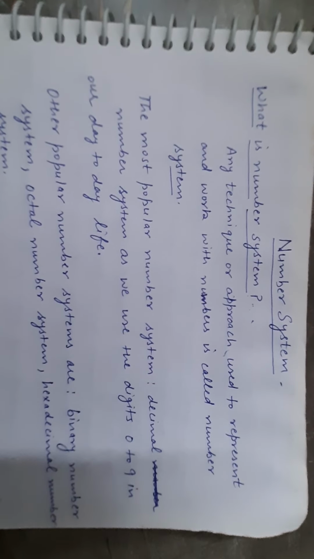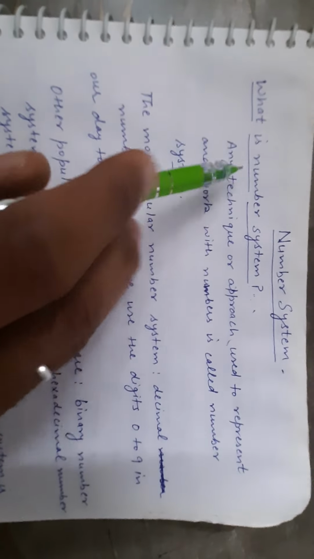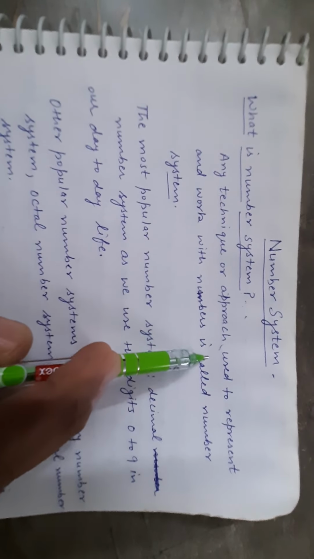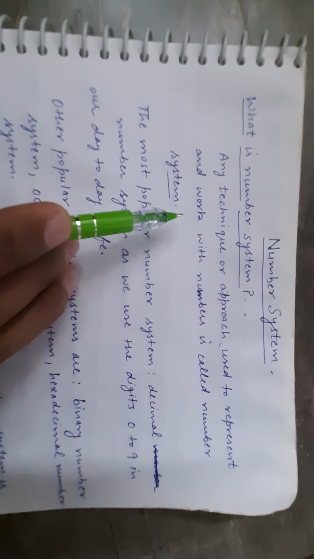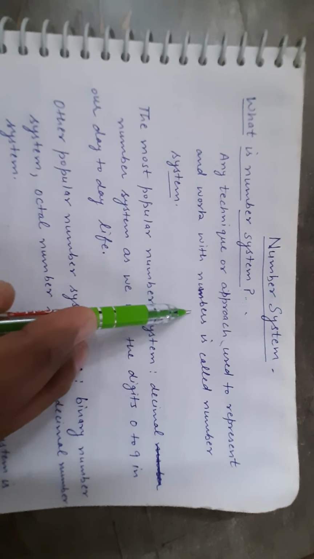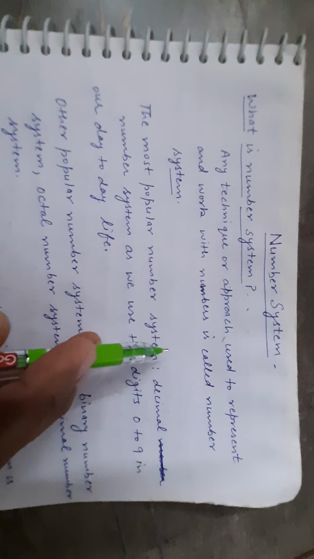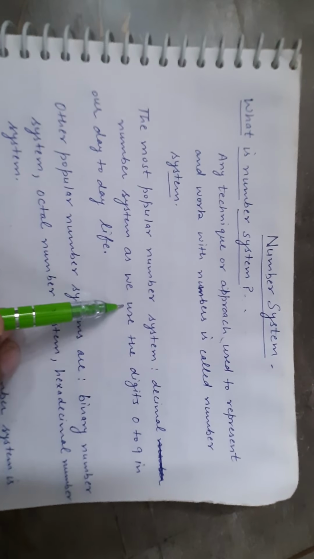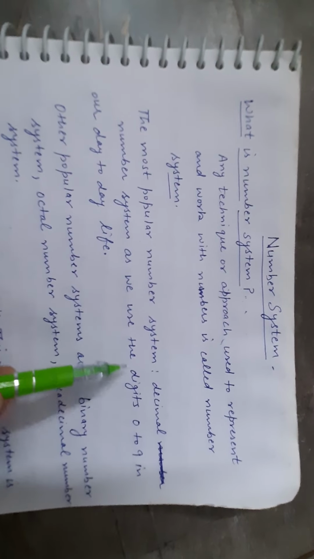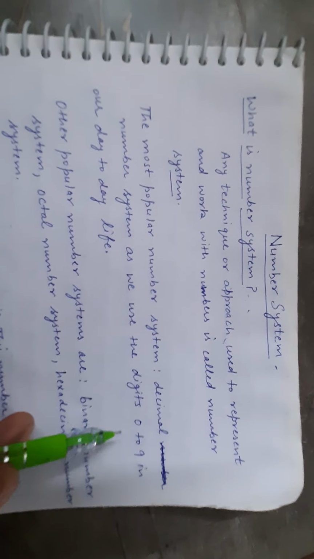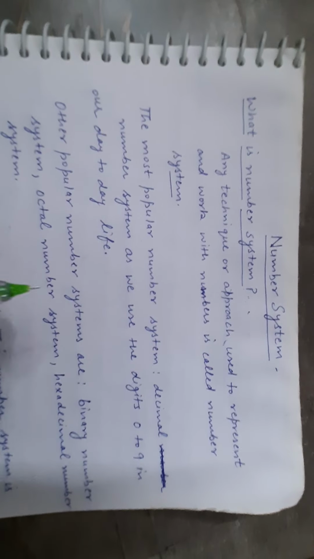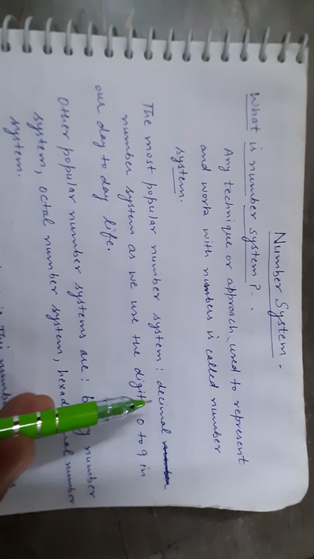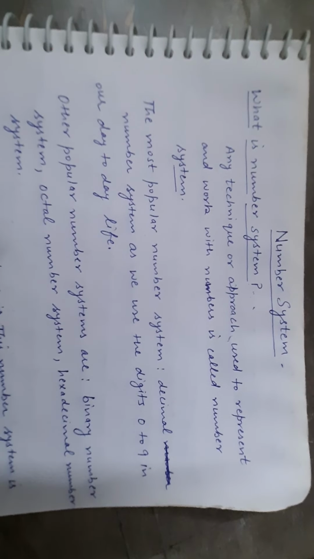Today I am going to explain about number system. Now first of all, what is a number system? Any technique or approach used to represent and work with numbers is called number system. The most popular number system is decimal number system because we use the digits 0 to 9 in our day-to-day life. So that's why the decimal number system is more popularly used in day-to-day life.